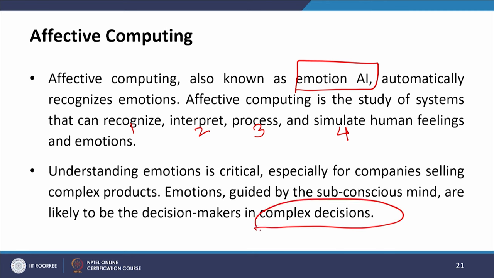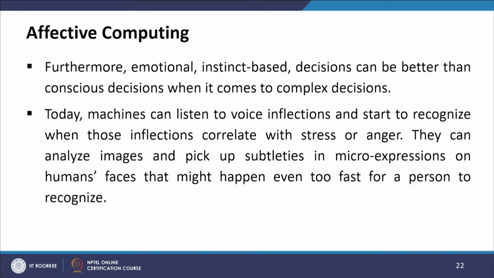Understanding emotions is critical, especially for companies selling complex products. Emotions guided by the subconscious mind are likely to be the decision makers in complex decisions. So now you see that in complex decisions, emotions, that is guided by the subconscious mind, are likely to be the decision maker. Furthermore, emotional instinct based decisions can be better than conscious decisions when it comes to complex decisions.